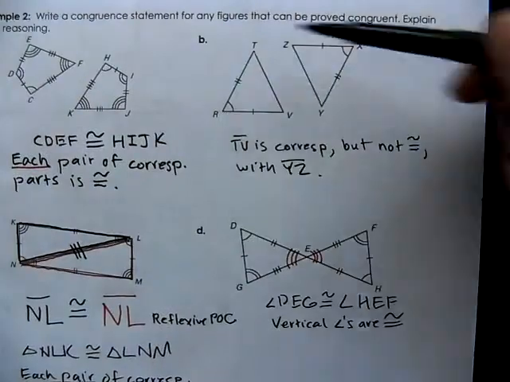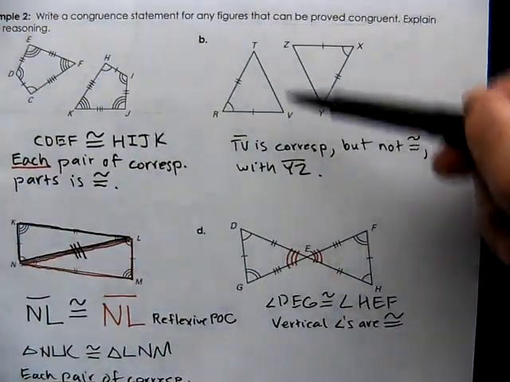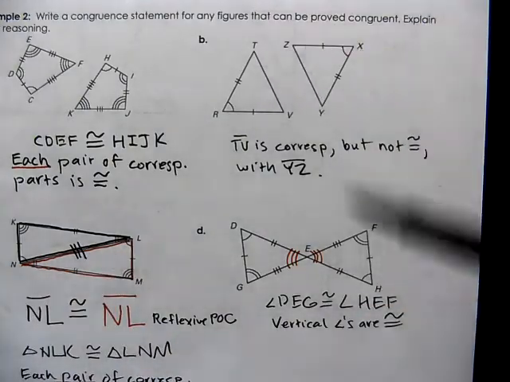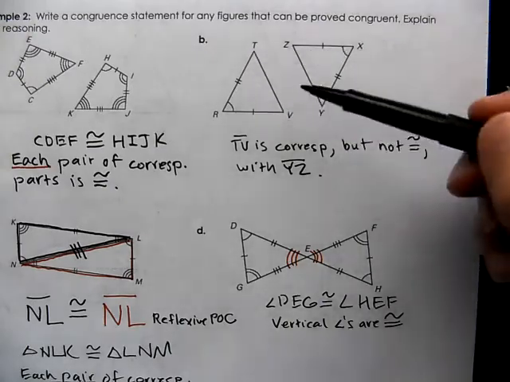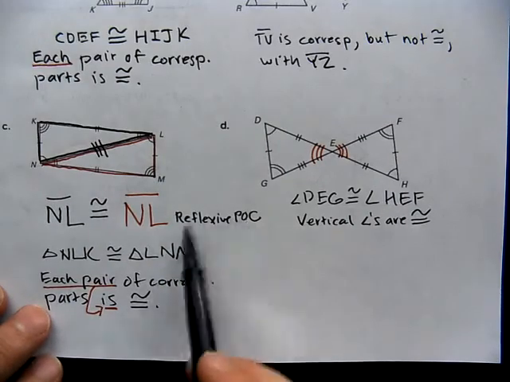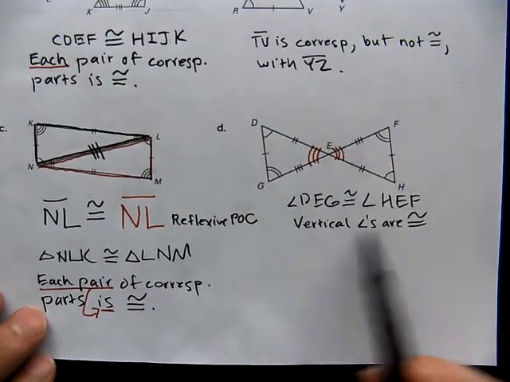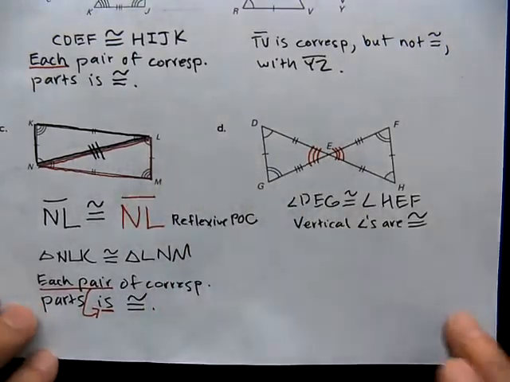So notice that with some diagrams, we're not allowed to add any more markings because they don't share a common side, like we saw here in part C, and they don't have vertical angles, like we see here in D. So be careful. You can't just start adding markings whenever you feel like it. Only if we share a side, the reflexive property, or only if we have these opposite angles, vertical angles, can we mark up these particular kinds of patterns.